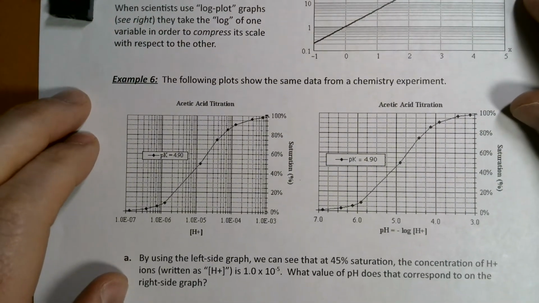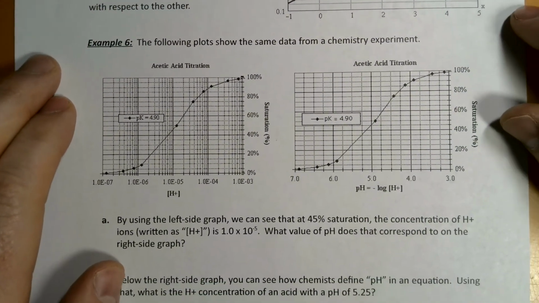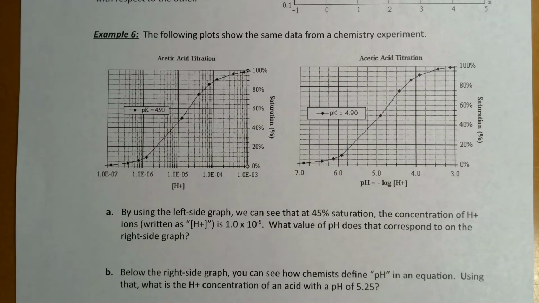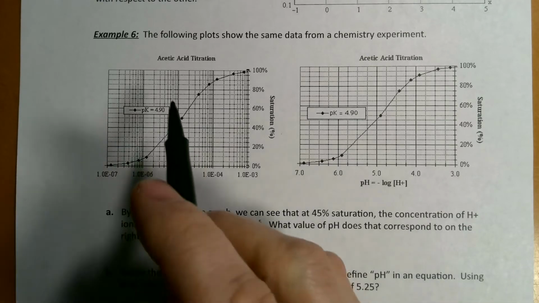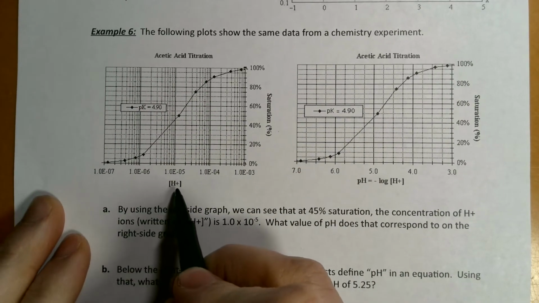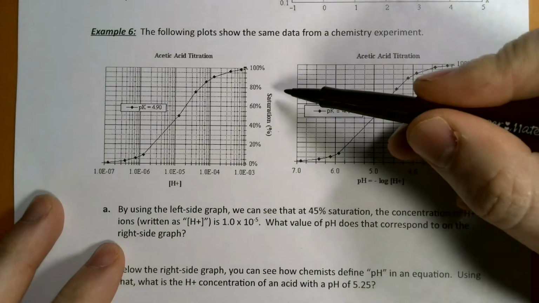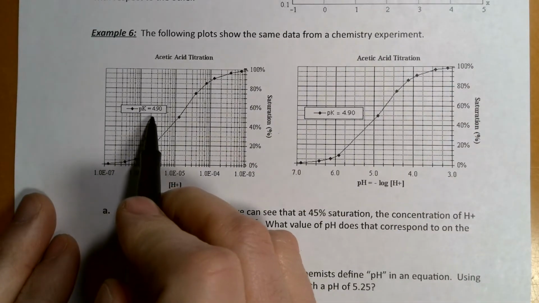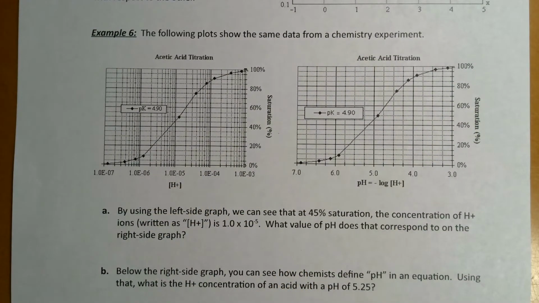So here's an example from chemistry. Those of you that are in chemistry will know far more about this than me. But these are the acetic acid titrations. Here's the number of H positive ions, I believe, and this is the saturation percentage, whatever that is, and this is pK equal to 4.90. No idea what that is. Someone could tell me, I'm sure.